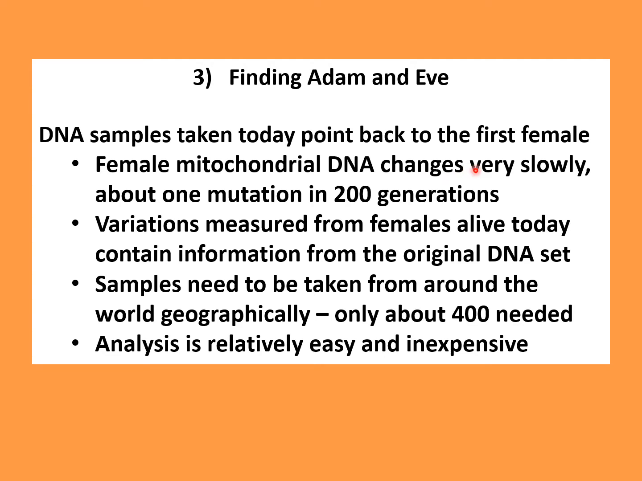It's a small part of the total female DNA. And it is known that this changes very slowly, about one mutation every 200 generations. So after the first 200 generations, there's a change in one of the female's DNA. That DNA is passed to all of the subsequent female relatives of this female. And then if any female later on has a change, that's passed on to all of her female relatives along with the first change.